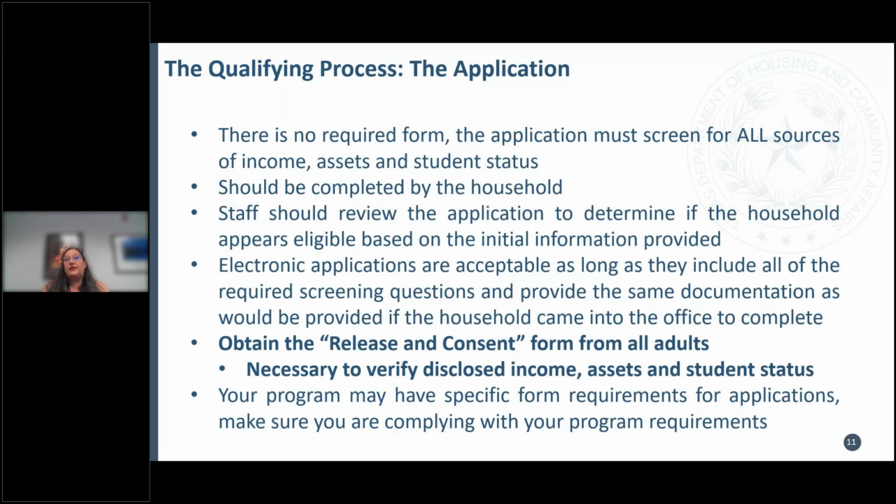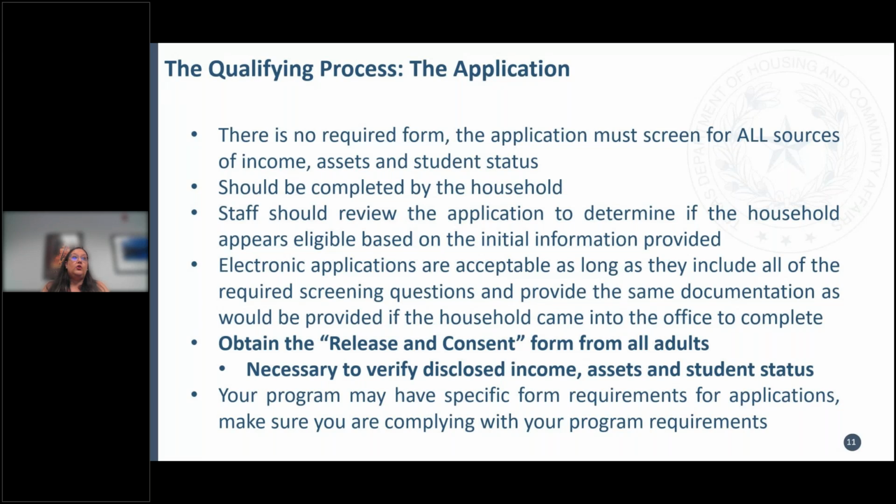Electronic applications are acceptable as long as they include all of the required screening questions and forms and provide the same documentation as would be provided if the household came into the office to complete it. And then the owner needs to have processes and policies in place to help mitigate fraud, waste, and abuse with those electronic application processes.